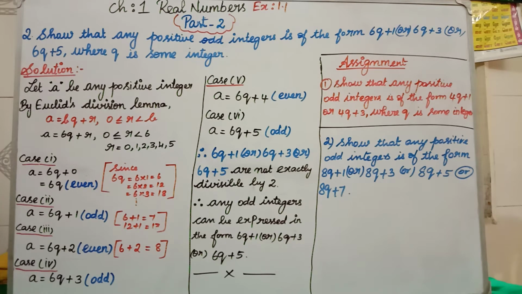Now case 2: a equal to 6q plus 1, since the next remainder is 1. In that bracket I have written odd. Whenever you add an even number with an odd number, finally our answer will be an odd number.